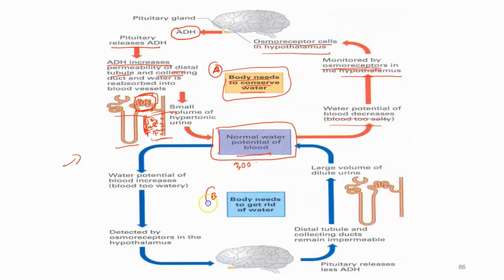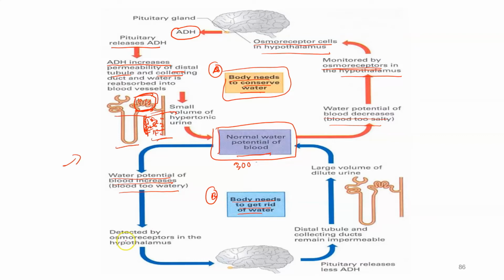Okay, the second condition, for example, the body needs to get rid of water. So you are drinking plenty of water. Therefore, the water potential of blood increases. The blood is too watery, very dilute.